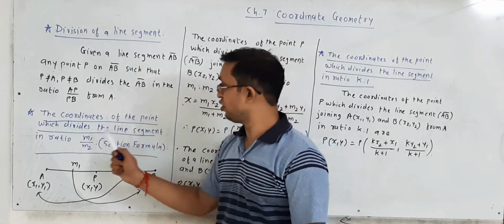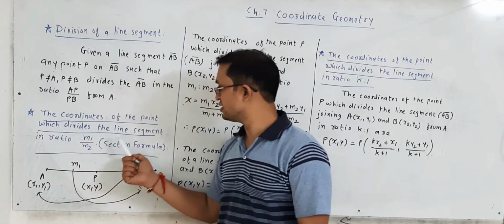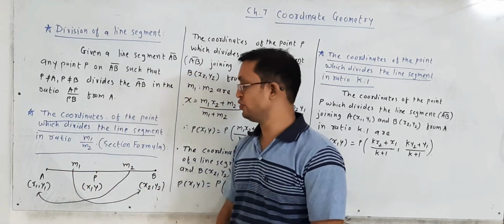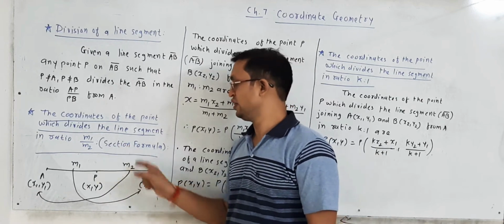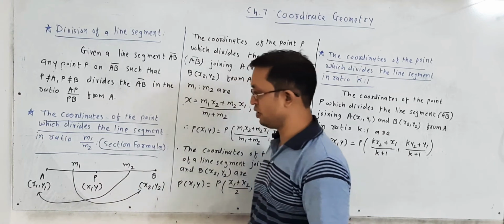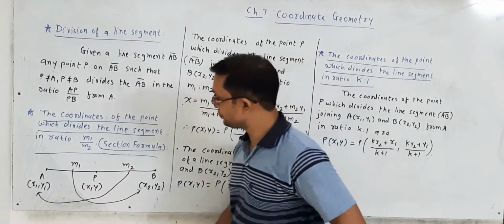Next, the theory part. The coordinates of the point which divides the line segment AB in the ratio m1 to m2, that is the main topic. That is called the section formula. Remember this one.